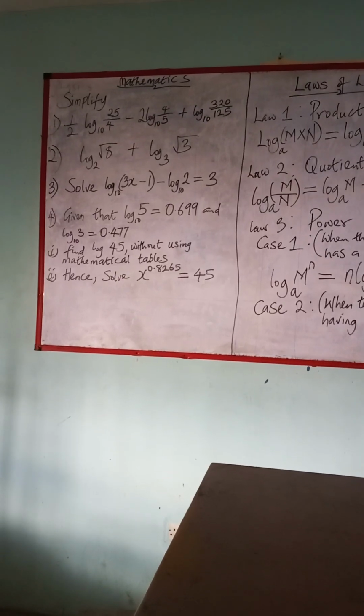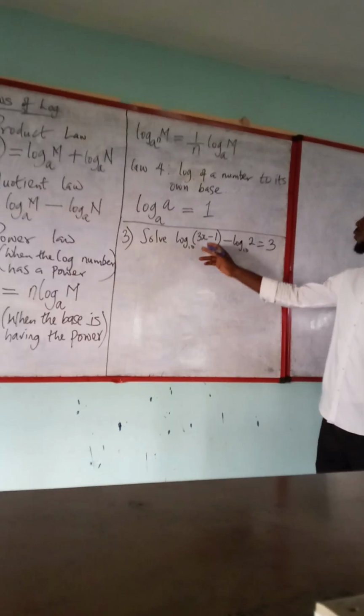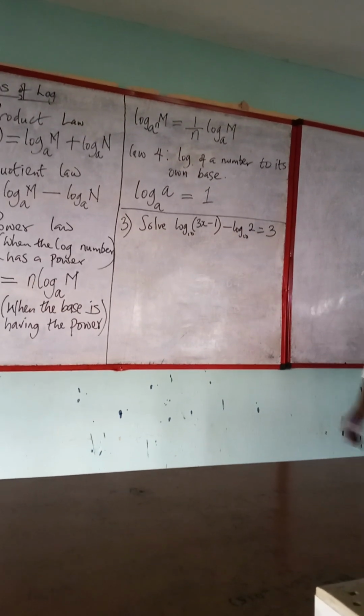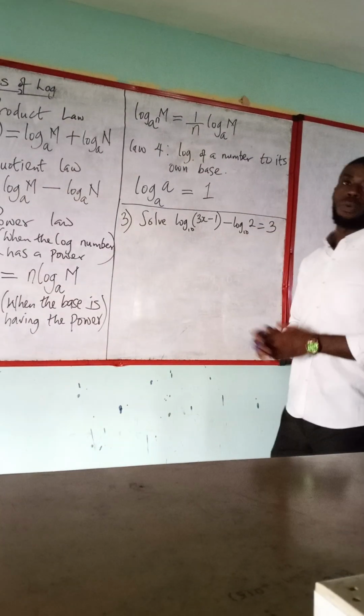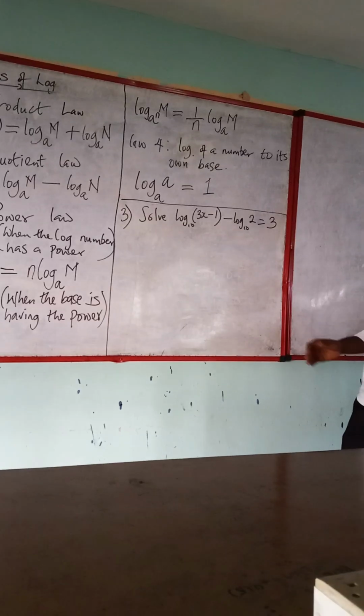Okay, we have another question here that says solve log base 10 of 3x minus 1 minus log base 10 of 2 is equal to 3. This is more of an algebraic equation. So the same thing, still under the laws of logarithm.